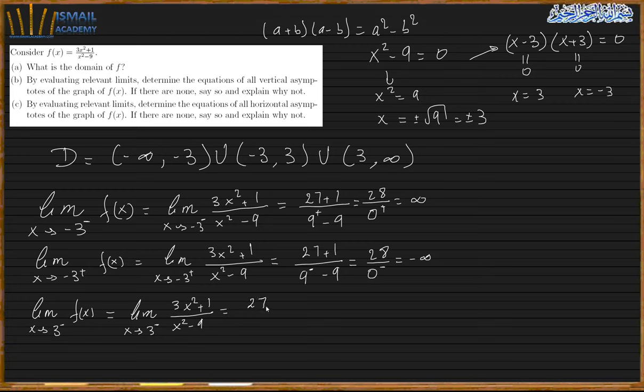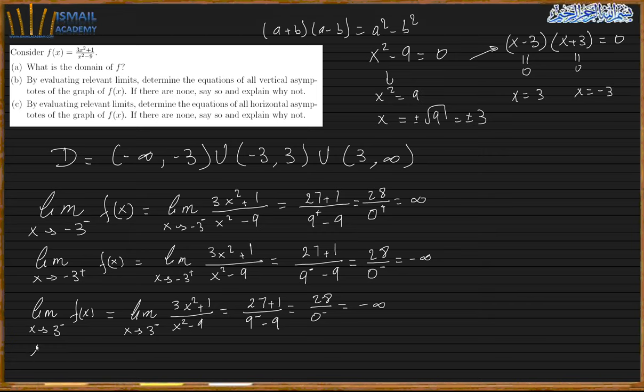So it's going to be 27 plus 1 over 9 minus 9, which is 28 over 0 minus, which is minus infinity. Here we already got the vertical asymptote at minus 3. And here we're going to get the vertical asymptote at 3.